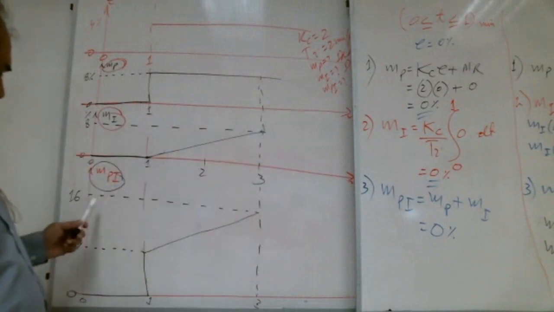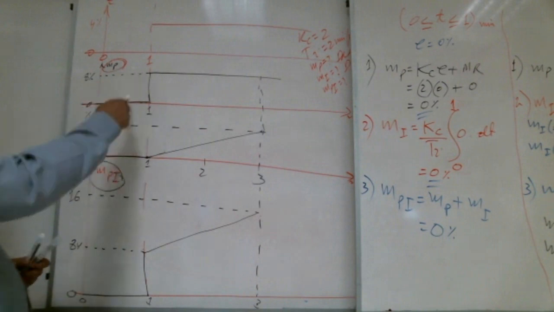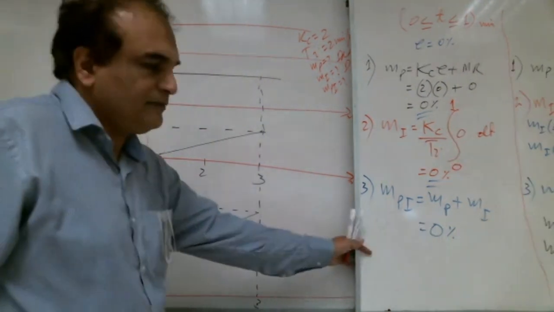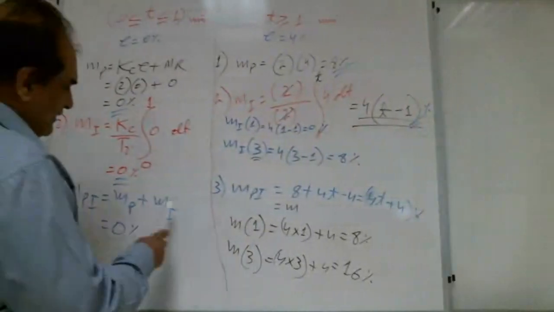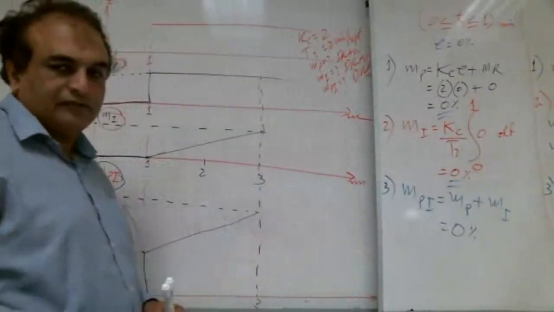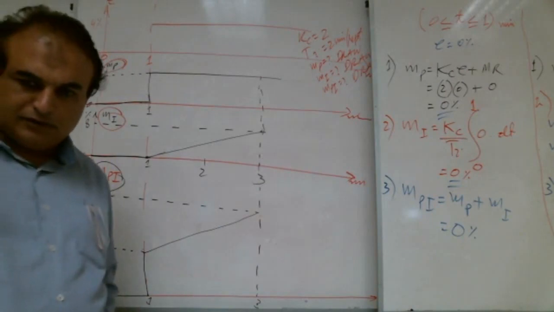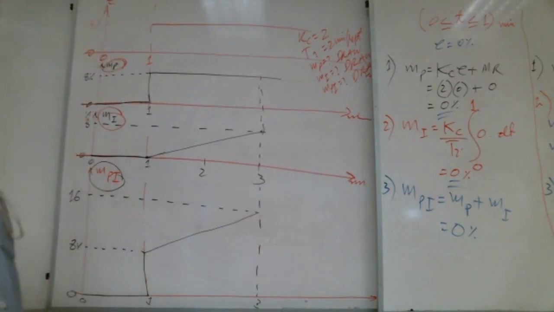Now this one, MPI, we can draw by adding these two directly, or by bringing the values from here, we can draw it here. Any question up to here? Does any brother have any question? Please ask.